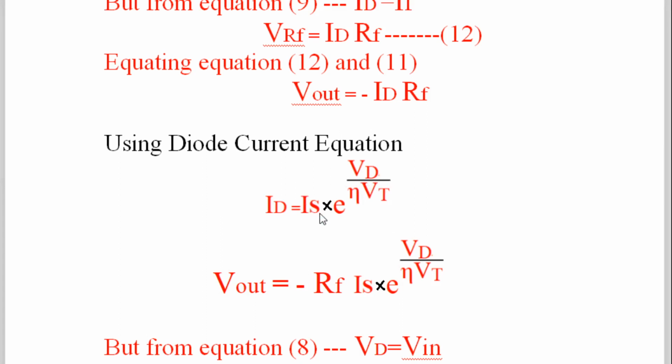ID is equal to the current flowing through the diode, equal to IS, the reverse saturation current, into e raised to VD, the voltage across the diode, divided by eta, the ideality factor, into VT, where VT is the thermal voltage. Now substitute this value of ID in this equation of Vout. So Vout is equal to minus RF, and instead of ID we write IS into e raised to VD divided by eta into VT.